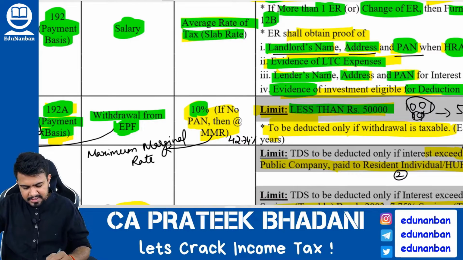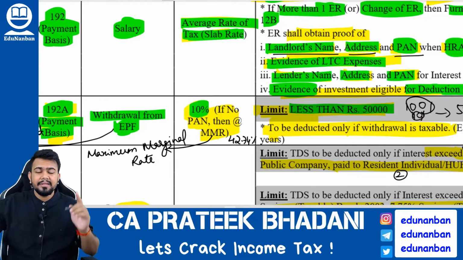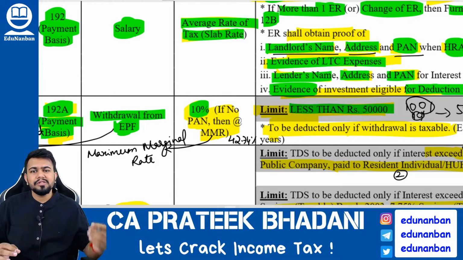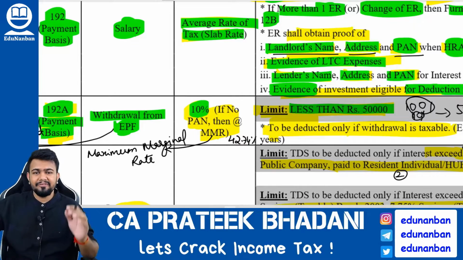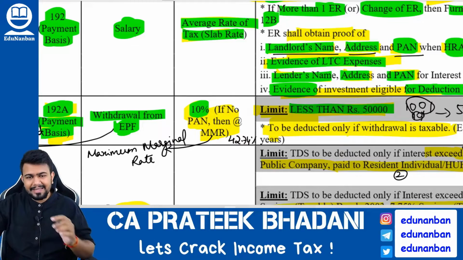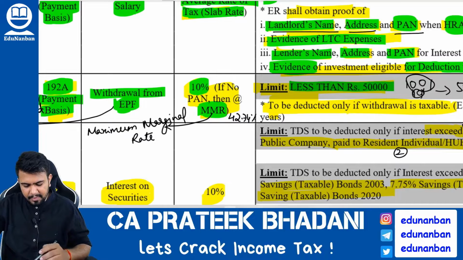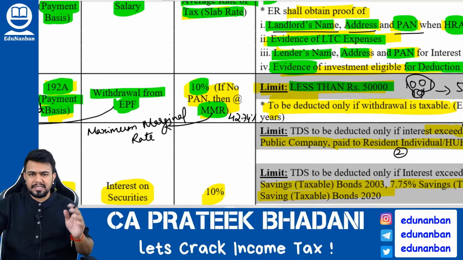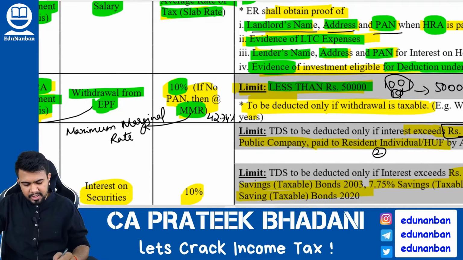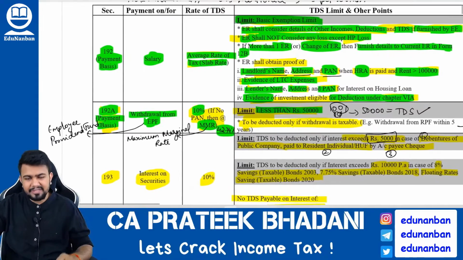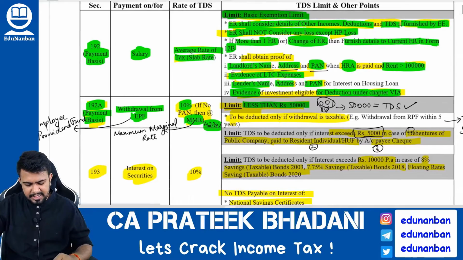Next, sir, what is the rate of deduction of TDS? The rate of deduction is 10%, and the person who is receiving the payment, that is the payee, should also give the PAN number to the payer. If the PAN number is not given to the payer, then in case of 192A, TDS should be deducted at MMR. What is MMR? Maximum marginal rate. And in case of individual, the maximum marginal rate is 42.74%. This we learnt in detail in the basic concepts chapter.